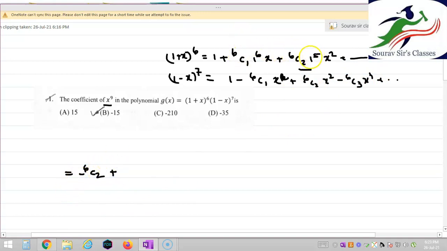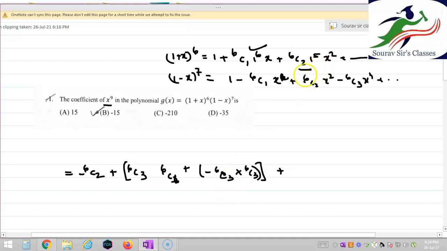Then plus, the coefficient of x cube in the first polynomial is 6c3, and the coefficient of x to the power 6 in the second polynomial, since the power of x is even, will be a plus. We also get x to the power 9 when this x cube is multiplied by this x to the power 6. The coefficient of x cube in this expansion is 6c3, and in the other expansion the coefficient of x cube is minus.